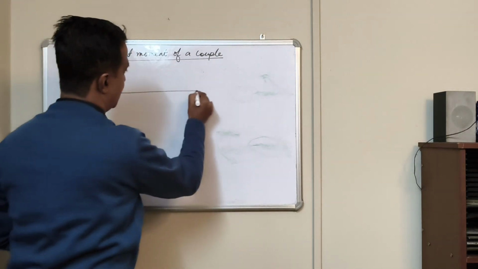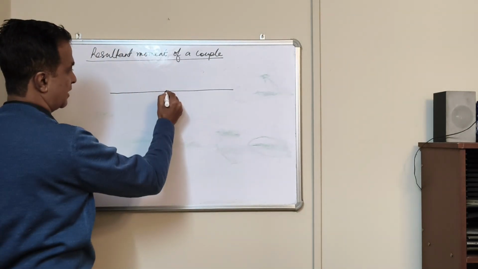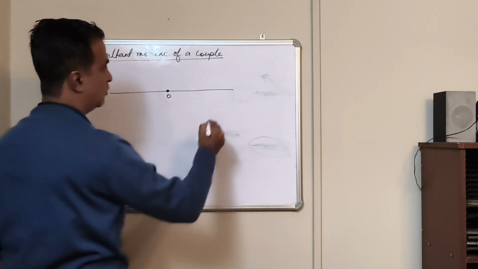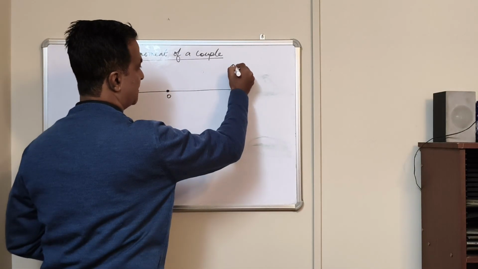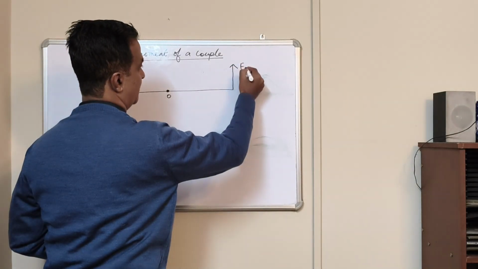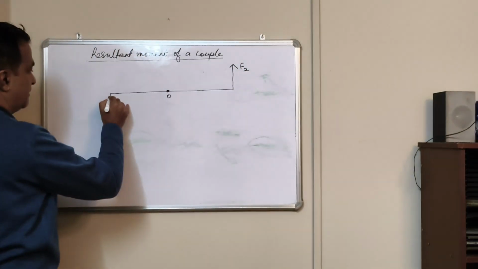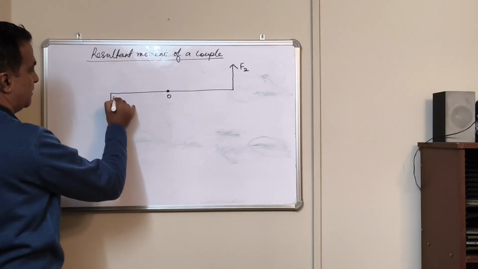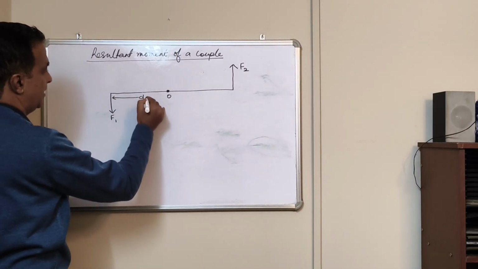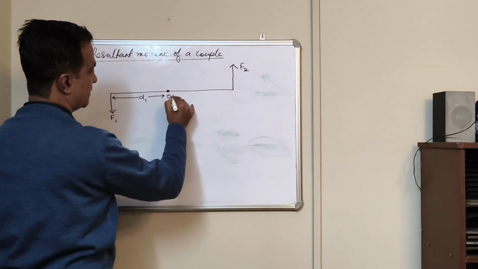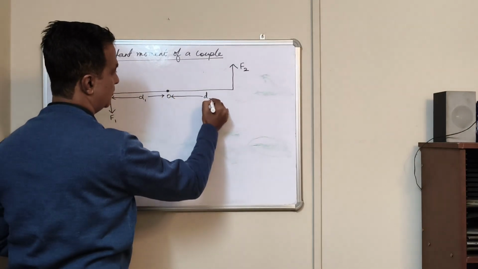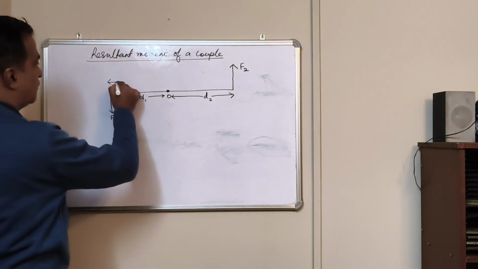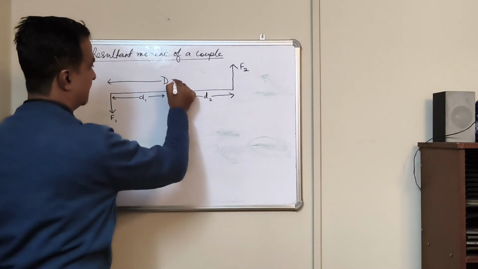So say we have a situation where there is a meter rule kept on a knife edge, or pinned. So this is the axis of rotation O. We have two equal and opposite parallel forces. So this is F2, and on my left hand side I kept F1. This distance from F1 to O is D1, and this distance from F2 to O is D2. And the total distance between the two forces, I'll take it as capital D.